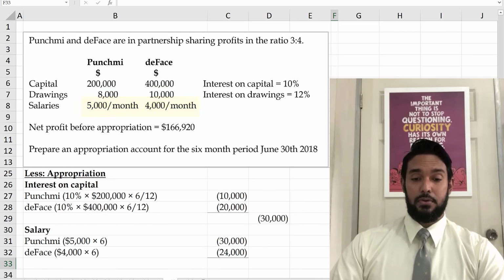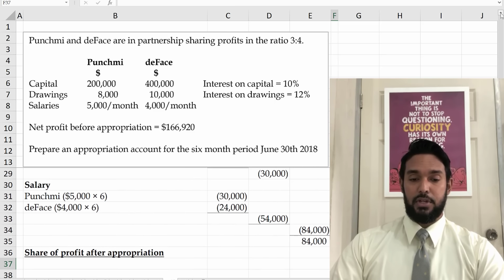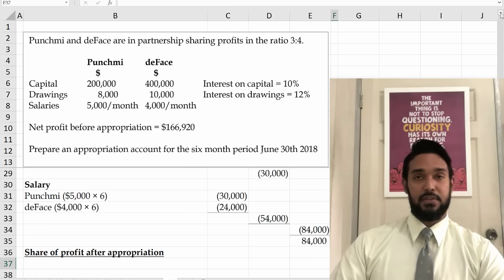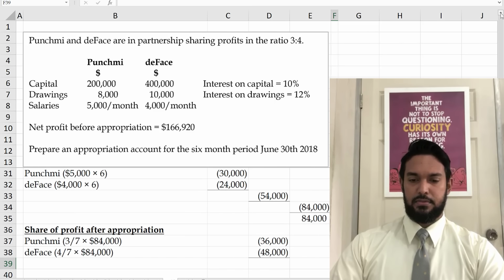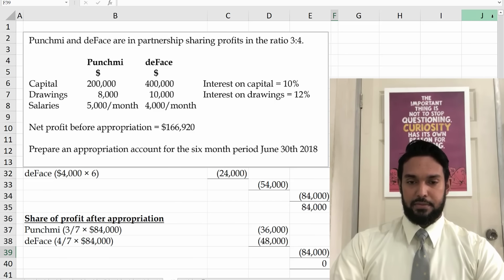To pay out to partners. That's going to be subtracted from the 168, which is going to give us 84 to share between them in the ratio 3:4. So that's 3 sevenths, 4 sevenths. So I think that's 36 and 48. Punch Me gets 3 sevenths, The Face gets 4 sevenths, totaling back to 84,000 and cancelling out all of the profit left.